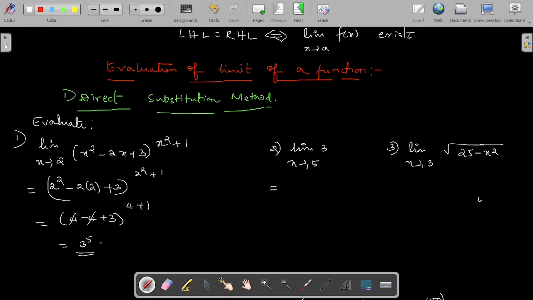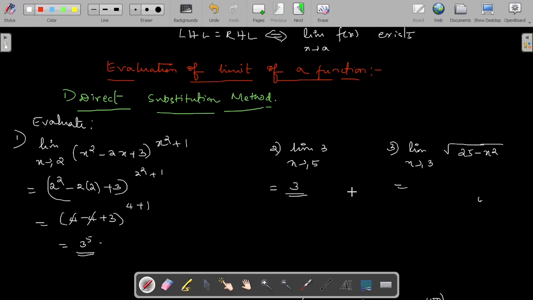Now the second problem, the limit of 3 as x tends to 5. When x approaches 5, as this is a constant, there is no x in this function. This is a constant function. It is just a 3. It is unaffected now. So even if x tends to 5, x tends to 10, any value, it doesn't affect the value of the constant 3, because it doesn't contain x at all. So the value of the limit is 3 only.